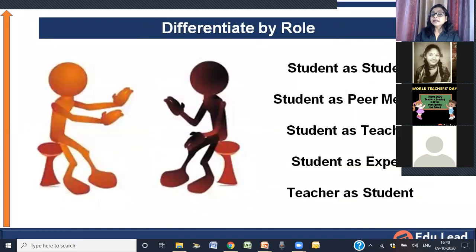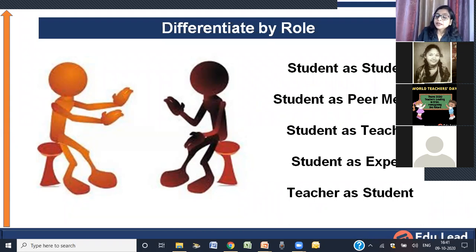Another is differentiate by role. Now, how are we differentiating by role? Giving different roles to the students. Students are already playing the role of a student, so that's there. Students can be in the role of a peer mentor, right? Which means that within the group, you can make some students peer mentors, and they are the ones who are supposed to be clearing the doubts of the others. Student can become a teacher, which means the student is now going to be teaching the entire class.